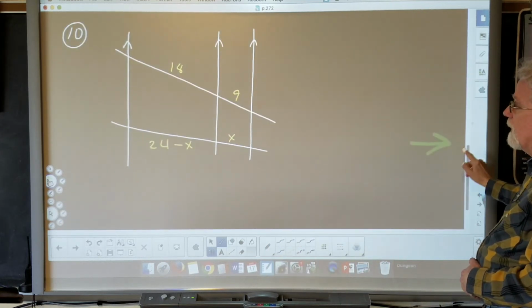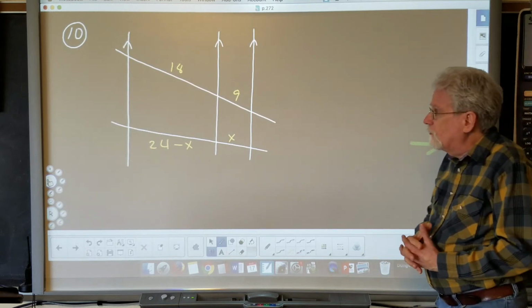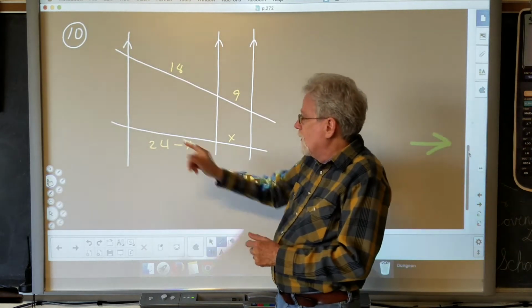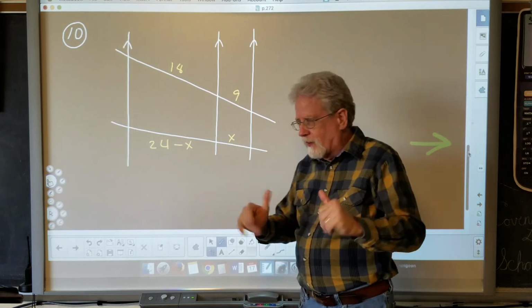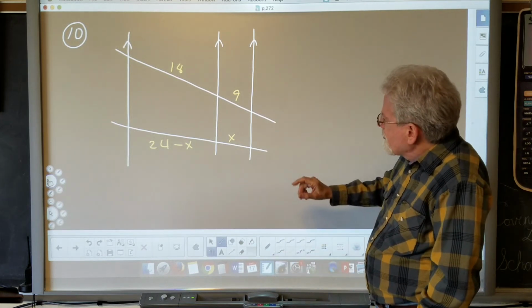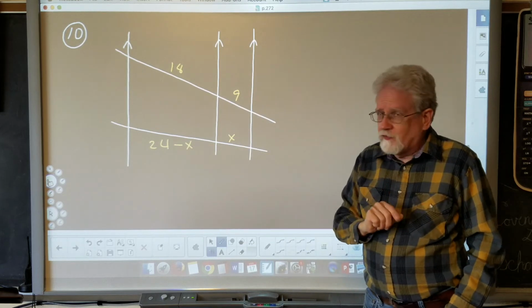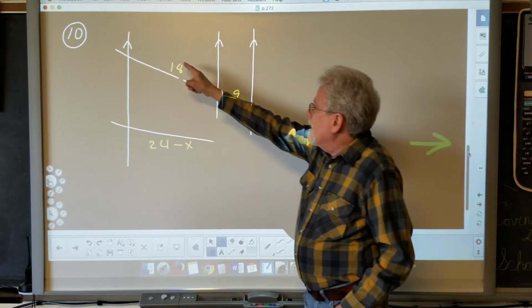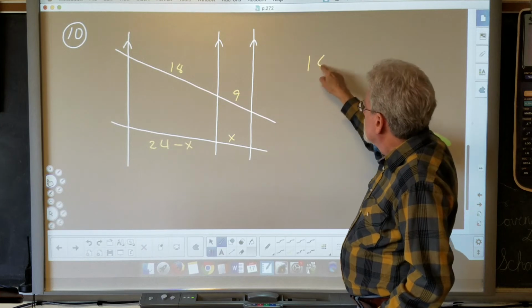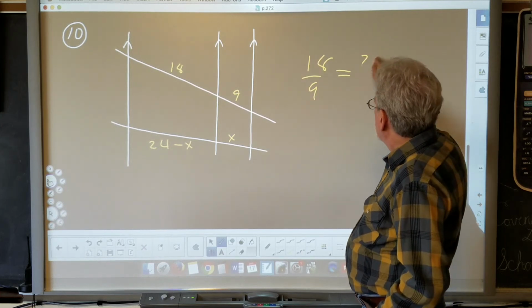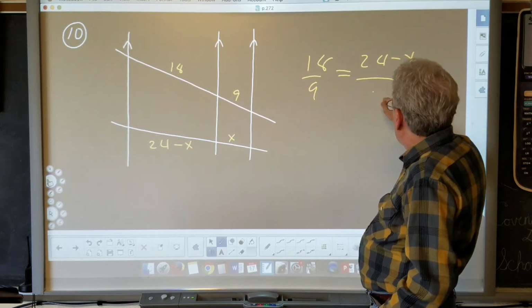Different theorem, actually it's the corollary, but same concepts. Except this time, a little bit of algebra to deal with. That's all right, we can handle it. We could do 18 over this equals 9 over x, but there's an easier way. Let's do 18 over 9 equals 24 minus x over x.